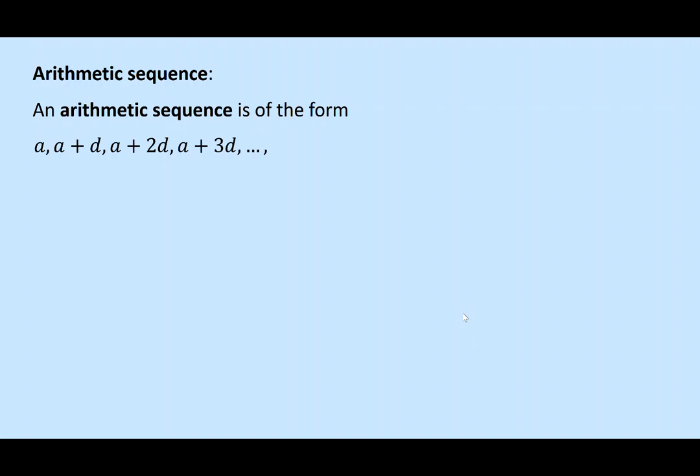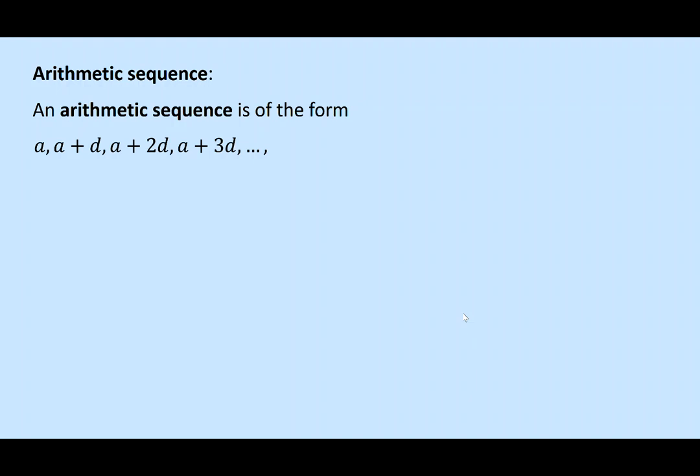Now, let me ask you, what is the first term of this arithmetic sequence that I have shown you? First term, a. Good. What's the second term? A plus d. Third term, a plus 2d. What is the nth term of this sequence? Can you figure that out? Look at the pattern.